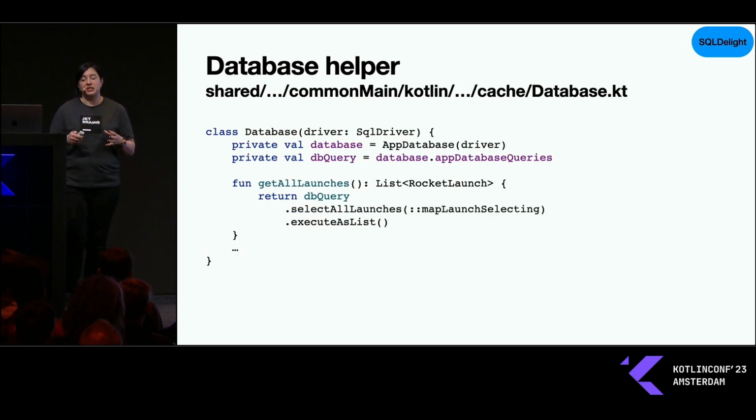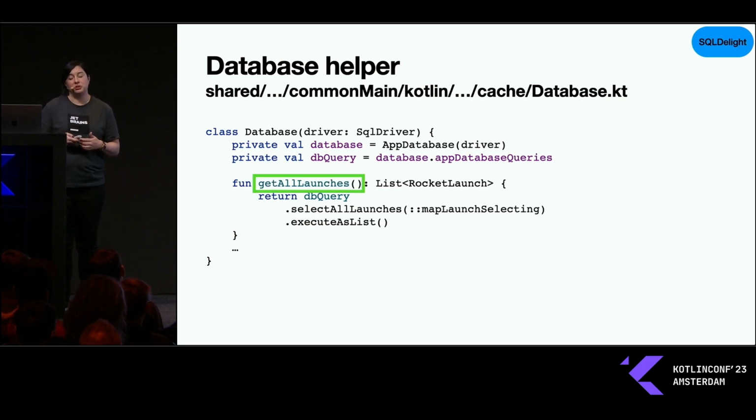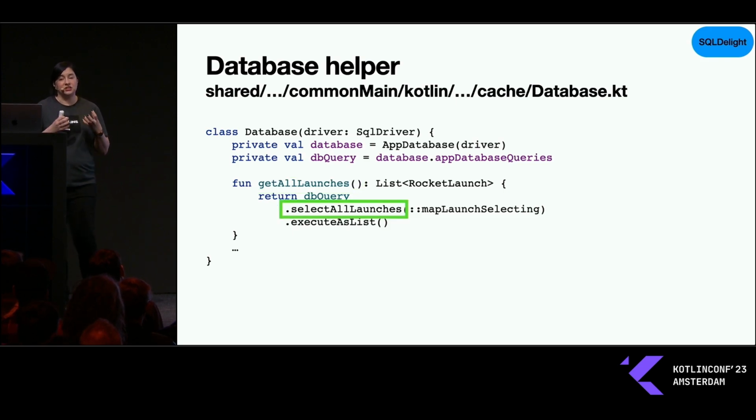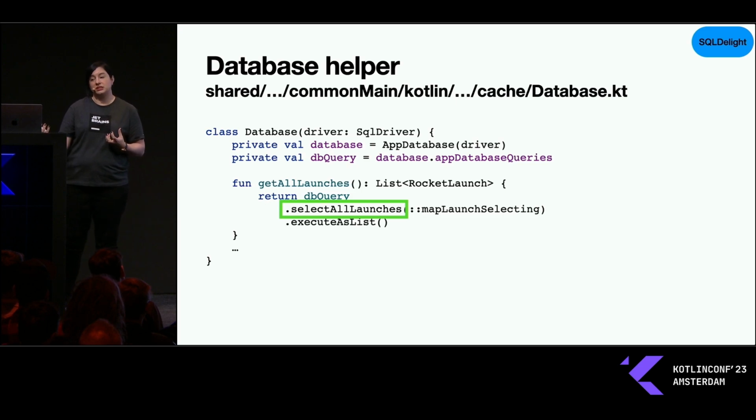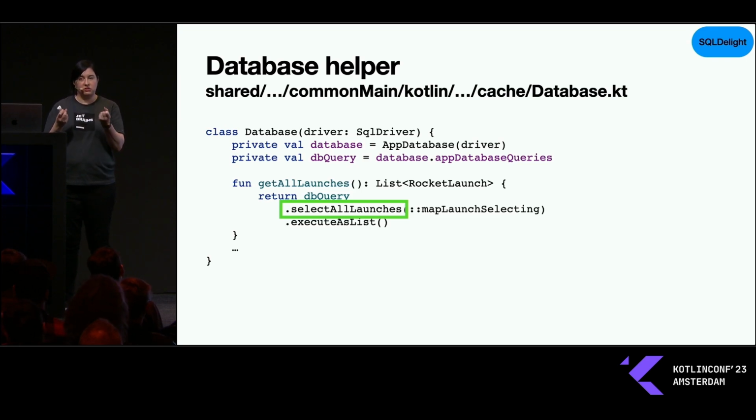So when our app needs to get all the launches from the database, we call the function getAllLaunches in the database helper class. And it is going to use this property that is generated for us by SQLDelight to access all the queries that we've labeled in the previous step. And we'll use this generated property to get that label that we had before, and we're going to run our select statement like that.